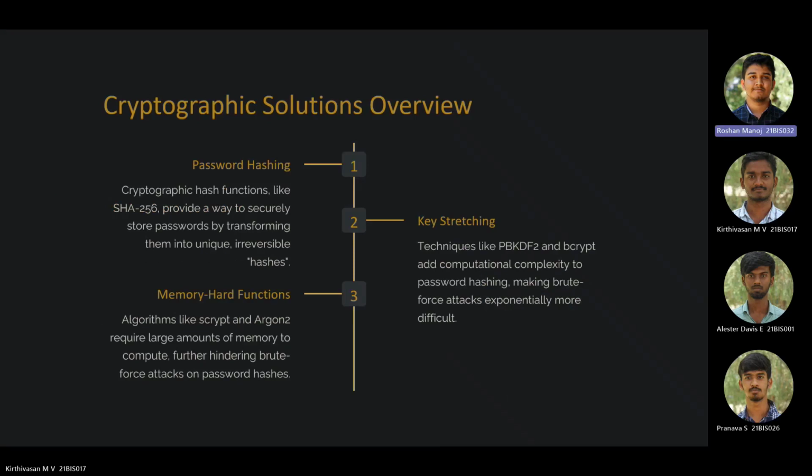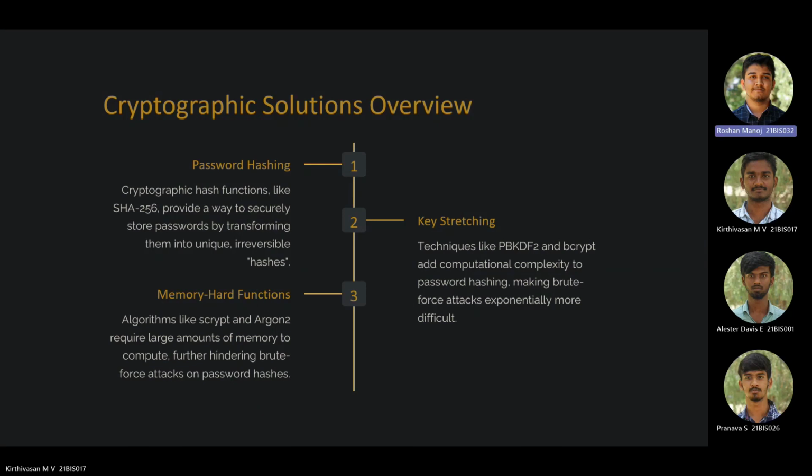Cryptographic solution. So the solution that we are getting, this is the overview for that. So first, we'd like to do password hashing. For hashing, what we're trying to do is use hash functions to completely change the message. And key stretching is techniques like PBKDF2 and bcrypt, and bcrypt adds computational complexity to password hashing by making it difficult for brute force attacks. And memory hard functions use scrypt and Argon2 algorithm to increase the memory of compute, therefore making it even more difficult to use brute force password hashing.